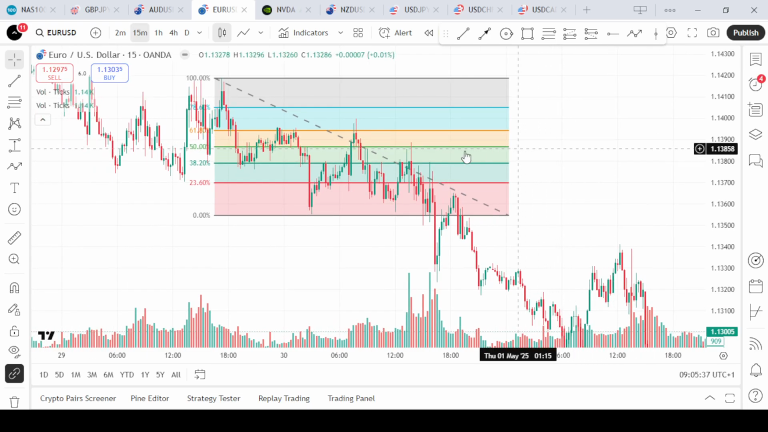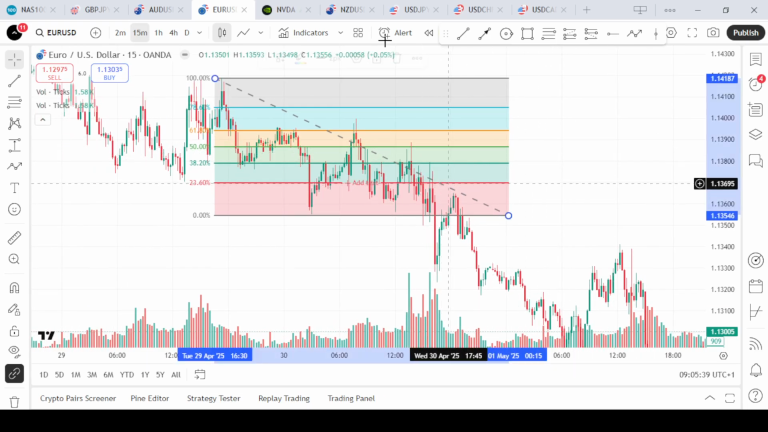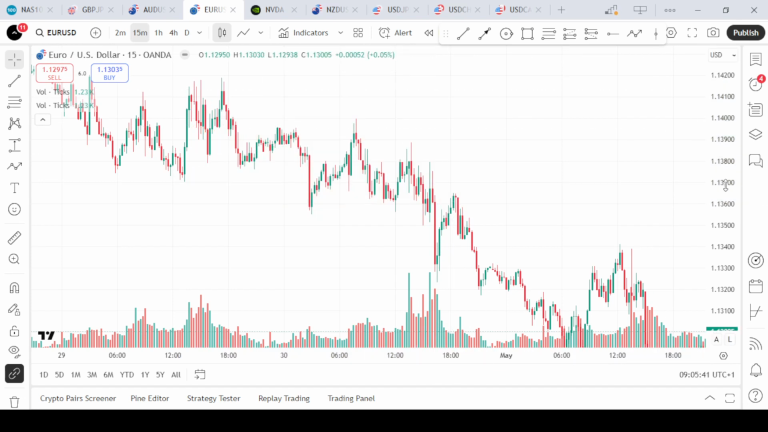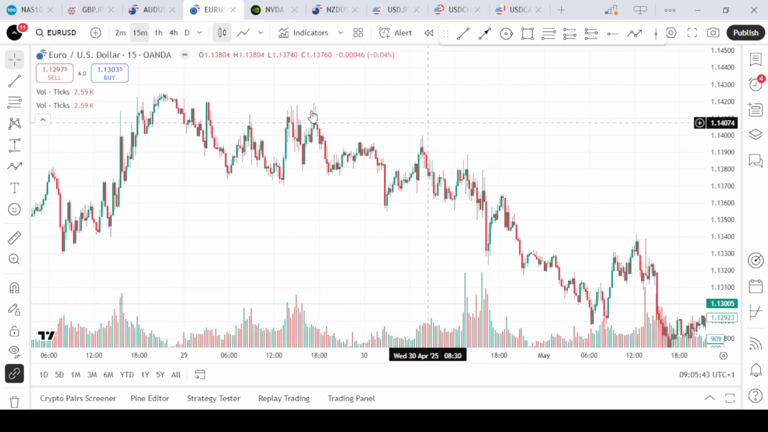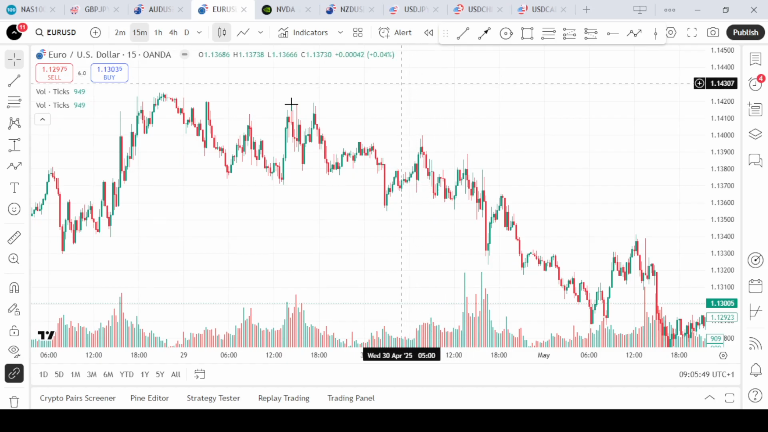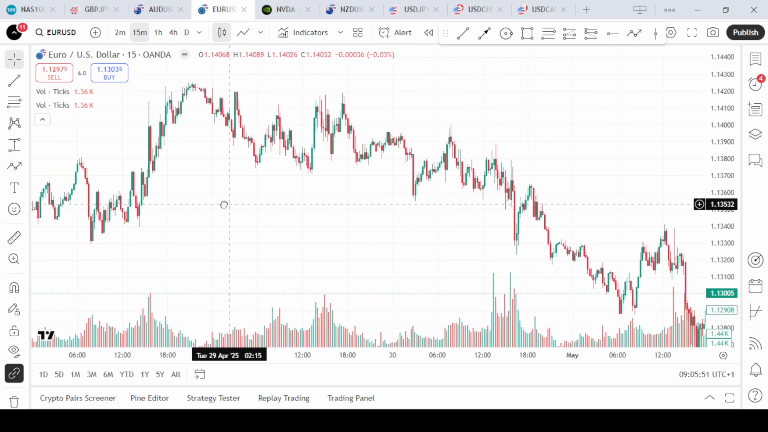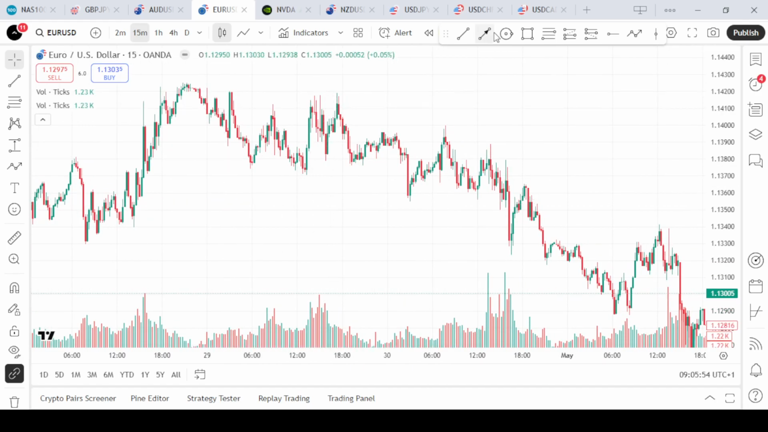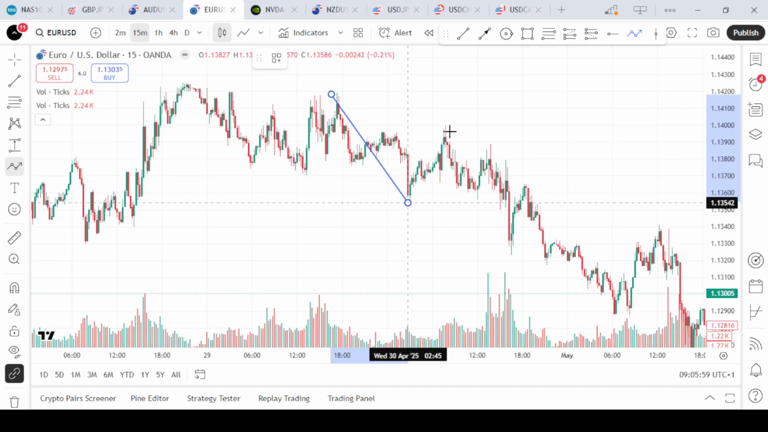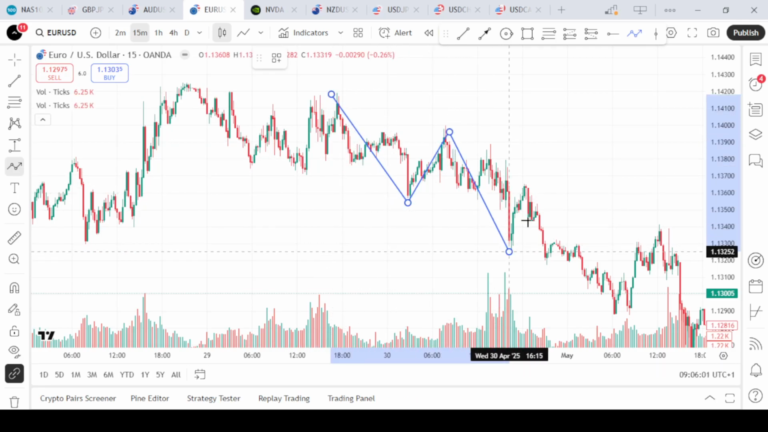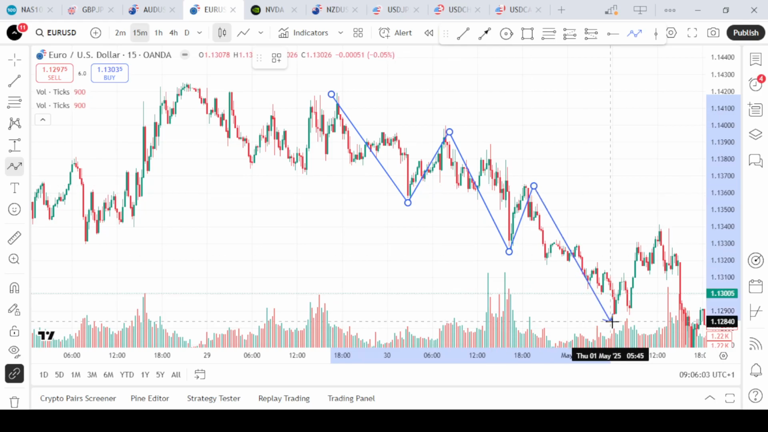We start by identifying our trend. Let me clear this from my chart, and as we can see, we can identify our trend with a series of highs and lows. In an uptrend you are looking for higher highs and higher lows, and in a downtrend you are looking for lower highs and lower lows.